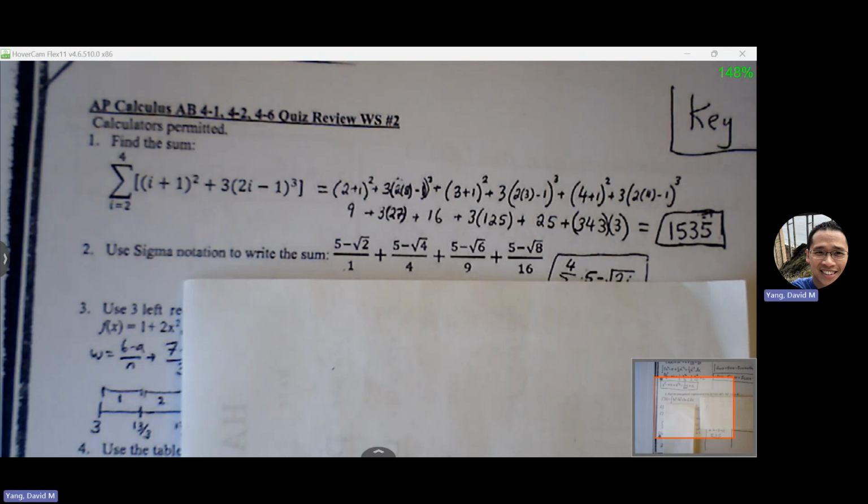All right, so number one, you're plugging in 2 into the expression, then you plug in 3, then you plug in 4, add up all those individual expressions, see if you got 1535.